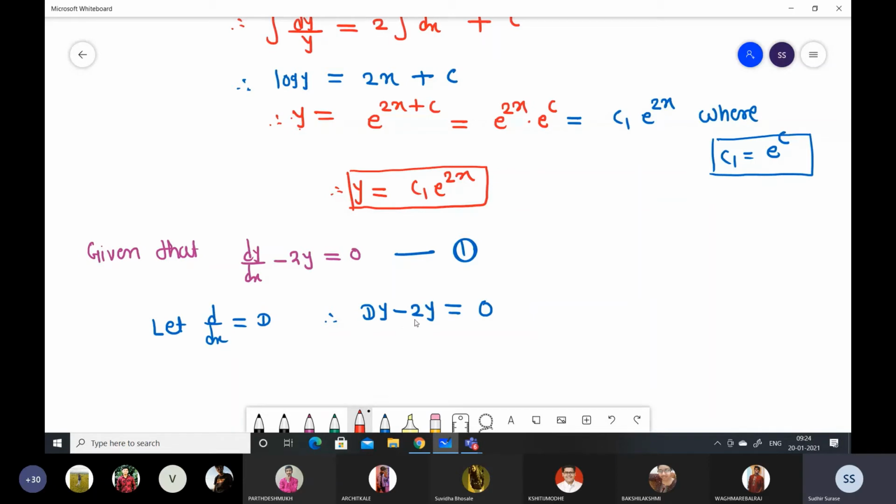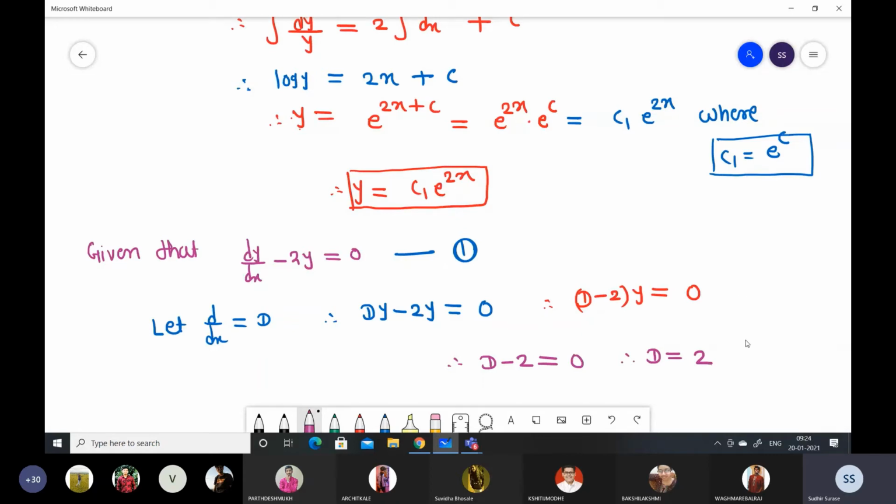And now we can see we have to take the y common, so therefore (D minus 2) times y equals 0. And now to get the non-zero solution, we have to equate the term which is in the bracket. So equating, D minus 2 equal to 0. So therefore D is equal to 2. And now we have to write the solution. Once we get the root, we have to write the solution in powers of e, means whatever roots you are getting, you have to treat as the power of the exponential term.